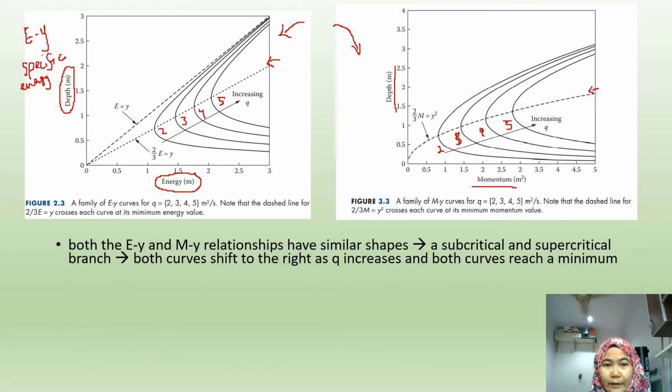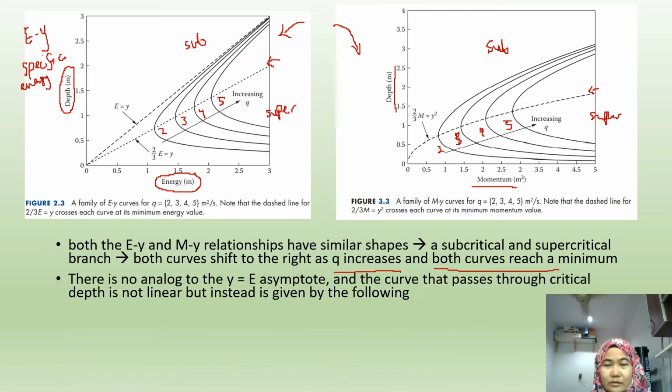Both the E-y and M-y relationships have similar shapes. You can see a subcritical and a supercritical branch. The upper part is subcritical and the lower part is supercritical, and it's the same here: this one is subcritical and this is supercritical flow. Both curves shift to the right as Q increases, and both curves reach a minimum. As I said, this is the minimum for momentum, and this is the minimum for energy.